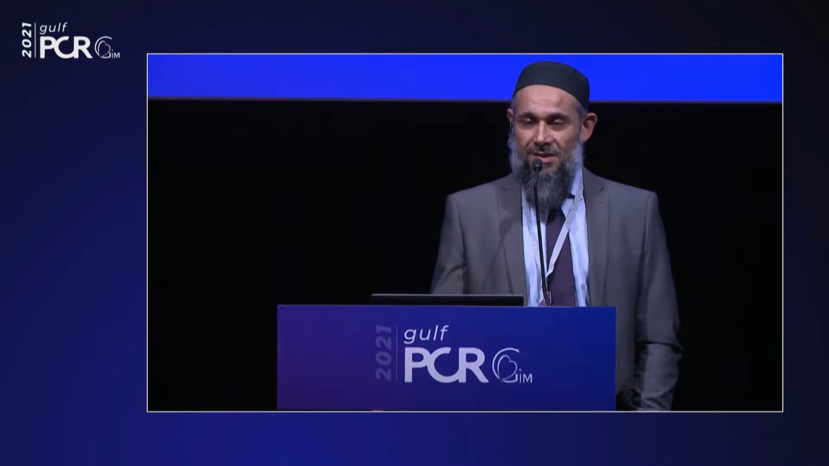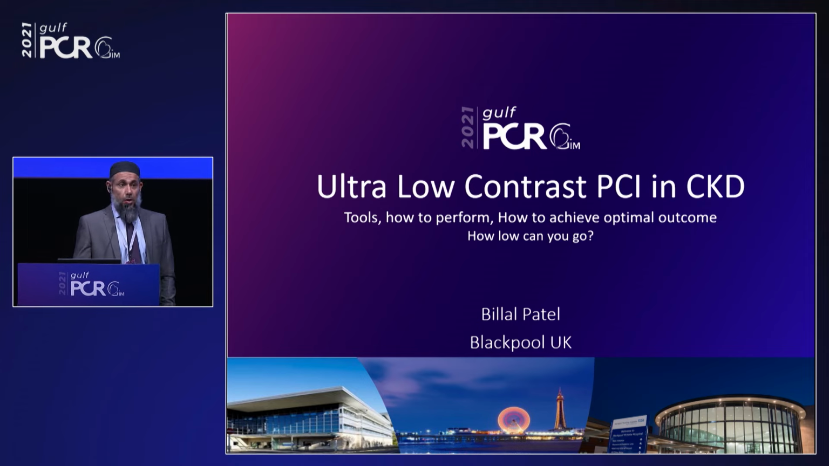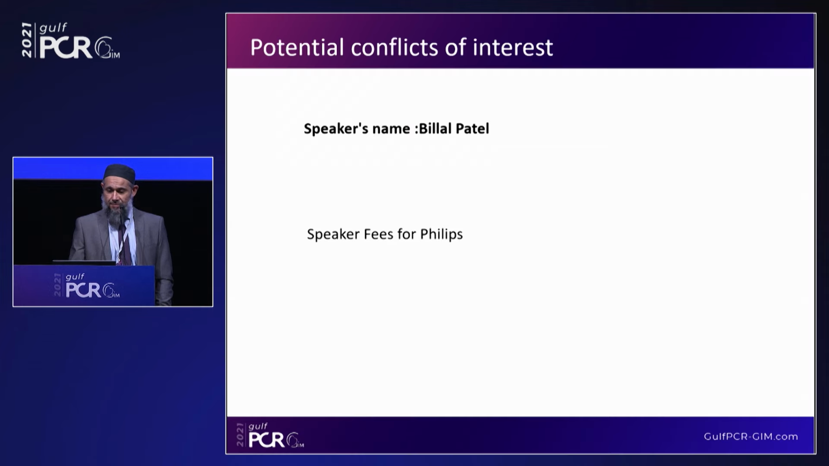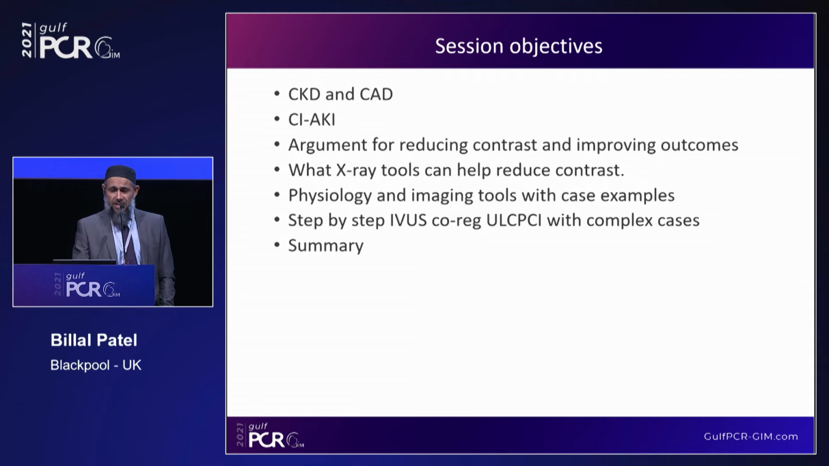Good afternoon. Thank you for the invitation, and it's a great pleasure and honor to be here in person today to talk on the topic of ultra-low contrast PCI in chronic kidney disease. These are my conflicts of interest. So the session objectives is to give an overview of chronic kidney disease and coronary artery disease. Contrast-induced AKI, what used to be known as contrast-induced nephropathy, how important is it? How does that affect the prognosis, morbidity and mortality of patients? I'm going to make an argument for reducing contrast to improve outcomes. What X-ray tools can help to reduce contrast? Physiology and imaging tools with case examples will be covered by Professor Dudek, and I will give a step-by-step IVUS co-registration demonstration with some complex case examples, and finally we'll have a summary.